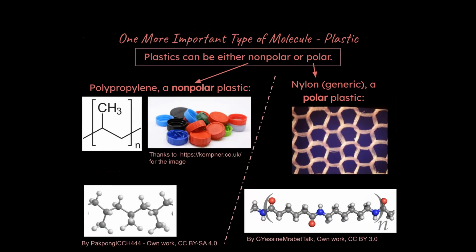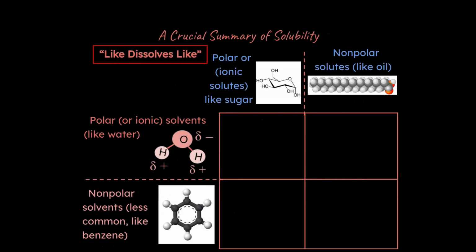Alright, and one more thing I do want to talk about, and that is plastics. So plastics can either be nonpolar or polar. Polypropylene, which is a nonpolar plastic over here, is essentially a polymer of carbon and hydrogen. So this is the monomer here, and it's essentially just carbon and hydrogen atoms bonded together in a long chain, a long polymer. Whereas nylon over here has other things embedded in it which make it more polar and able to be dissolved better or interact better with polar solvents.